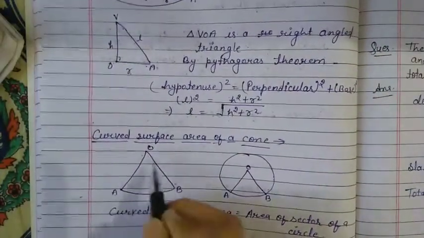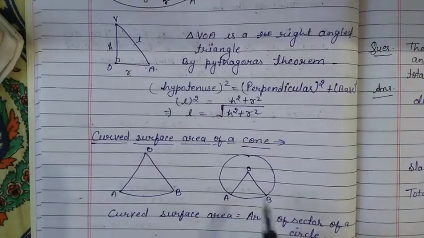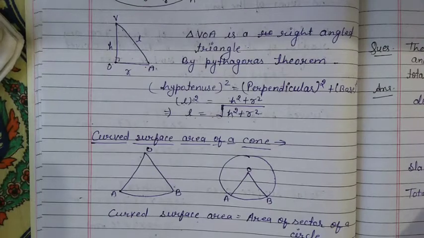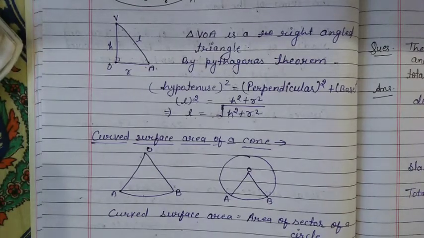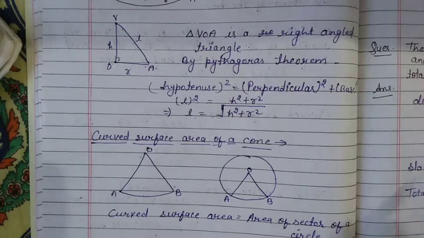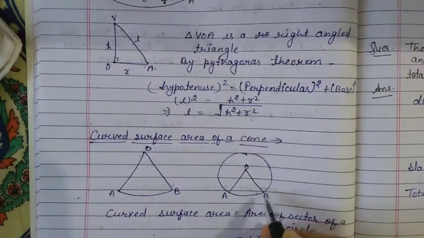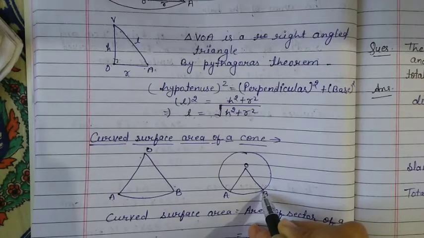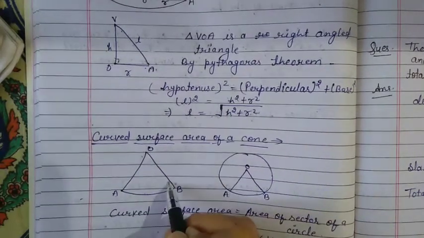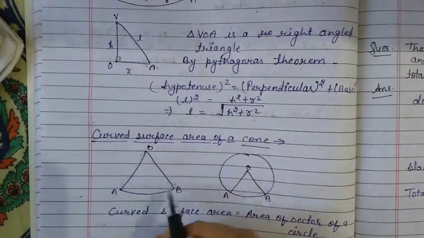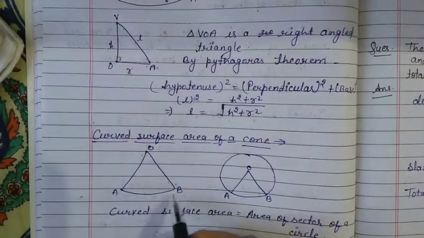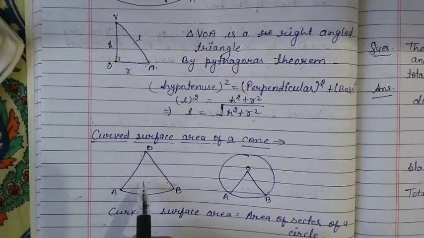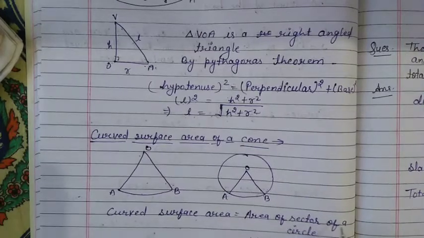Students, this is the curved surface area of a cone, and it looks like the area of a sector of a circle. What is a sector? The portion of a circular region enclosed by two radii and the corresponding arc is called the sector of the circle. This is a sector of the circle. So the curved surface area of the cone must equal the area of a sector of a circle.